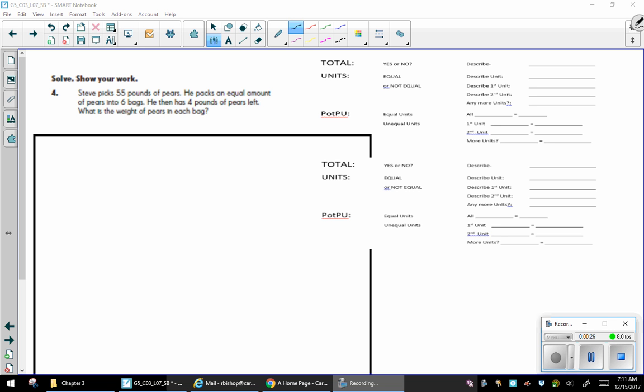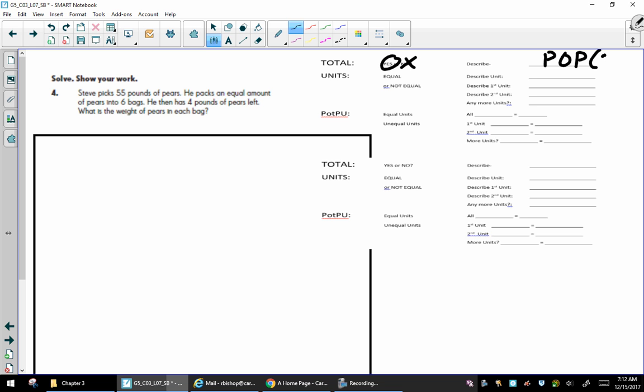Now this is difficult because some kids, because of the order of the words in the problem, want to take this 55 pounds and divide them into 6 bags right away. But if we look at this, we do have a total of 55 pounds of pears. So we're going to call that pounds of pears and 55. But actually, we don't have equal units in this problem at the end, and we kind of have to work backwards for this problem to make it make sense.